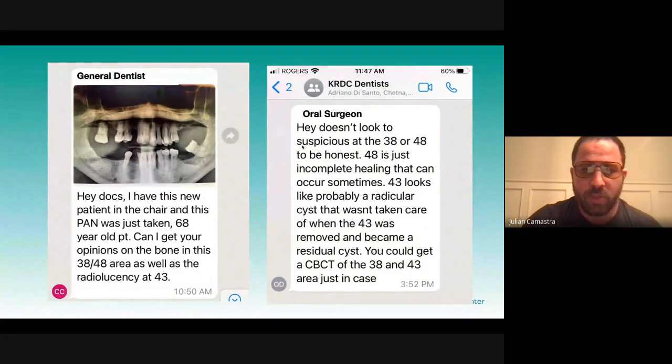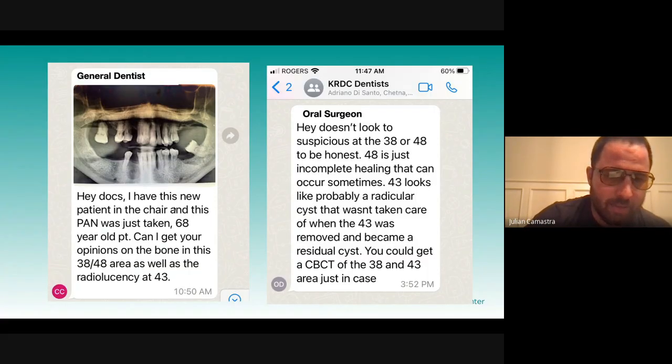this x-ray, with the oral surgeon, who's the one that does most of the wisdom tooth extraction surgeries. And he asked, "Hey docs, I have this new patient, 68-year-old. Can I get your opinion on the bone in the wisdom teeth areas on the bottom right, bottom left, and as well as the canine area?"